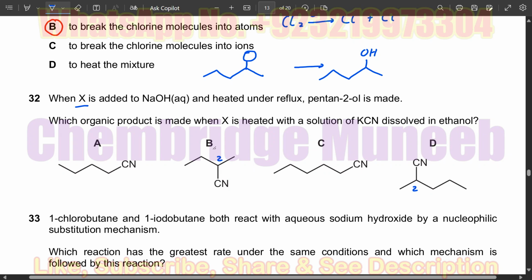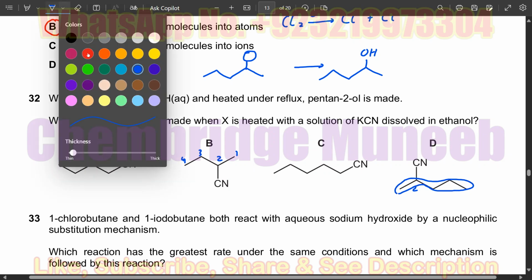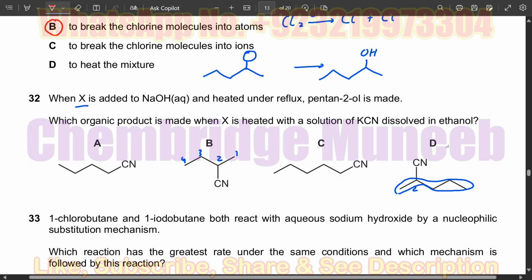But in B we have 4 carbon atoms, 1, 2, 3, 4. That is incorrect because we need a chain with 5 carbon atoms. So that's the right chain in option D, and CN is present on position number 2. So D is the right answer.